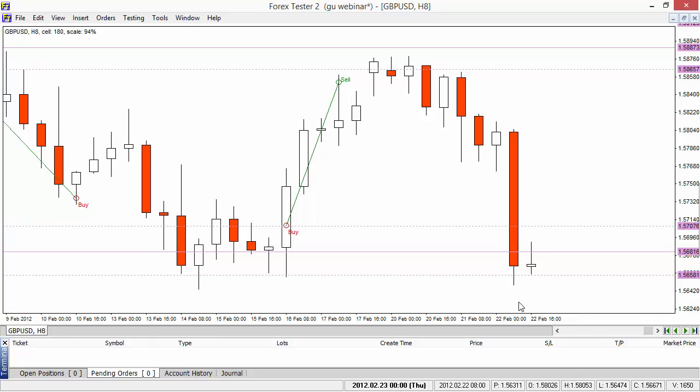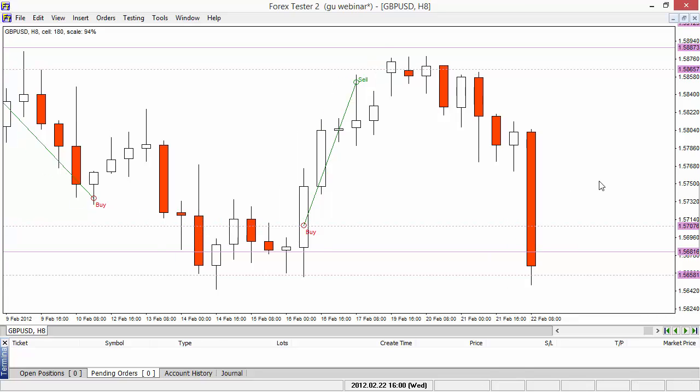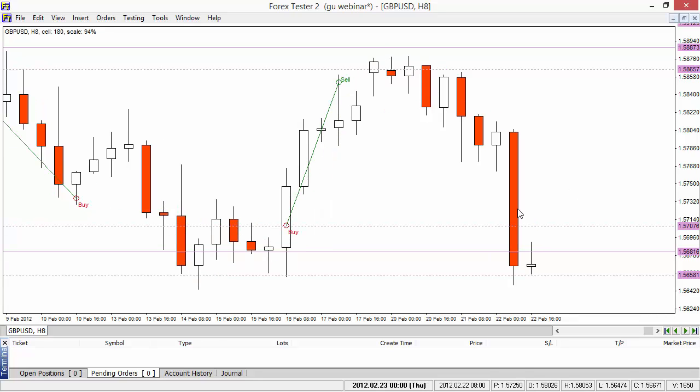Okay, this is another trade that I'm thinking about potentially taking, but... What time is it on Thursday? It's Thursday. Is that 12 on Thursday? Yeah. Okay.